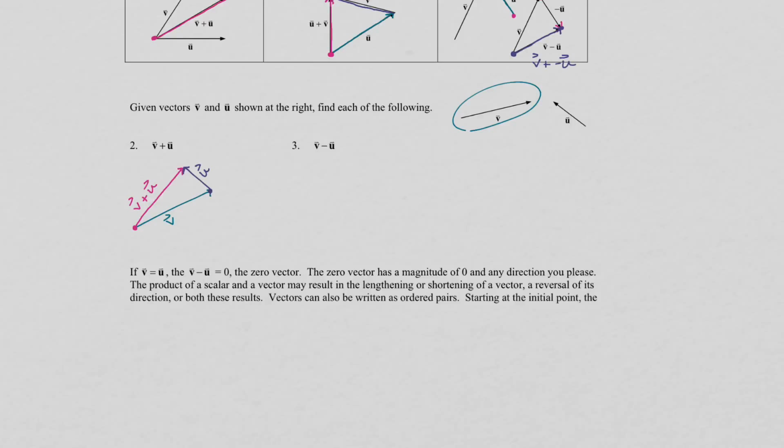And so they make a triangle, basically. The two vectors you're adding or subtracting, the sum or difference of those vectors makes the third leg of a triangle. They make a triangle.